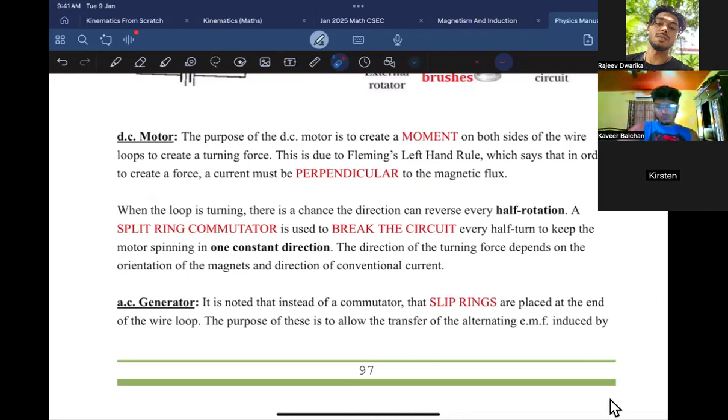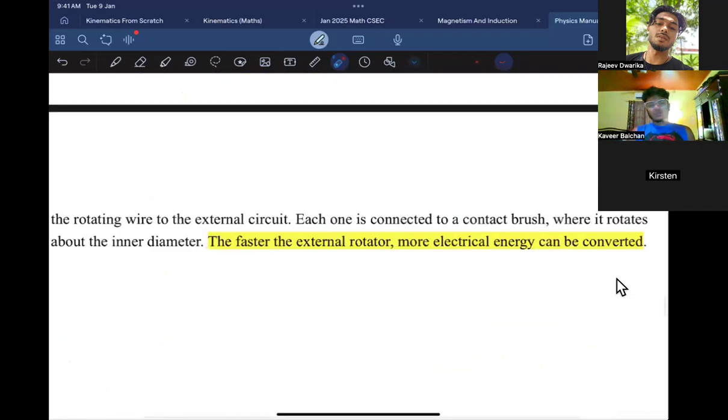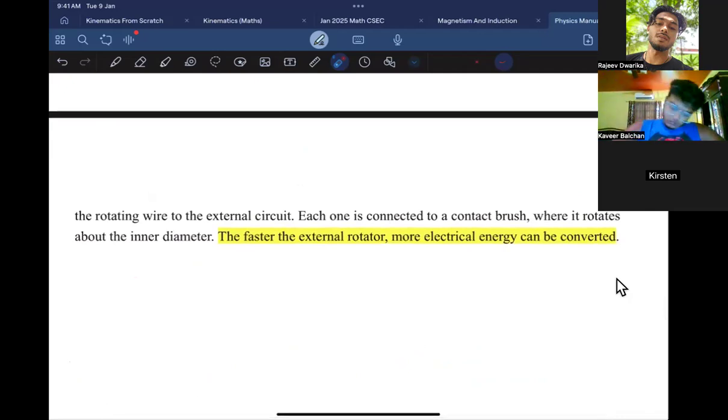Okay, you all done? Yeah, Justin, you finished, yep. Kirsten, what about you? Yeah. Okay, good. Copy this down as well. This is on the AC generator. This is the rest of it.